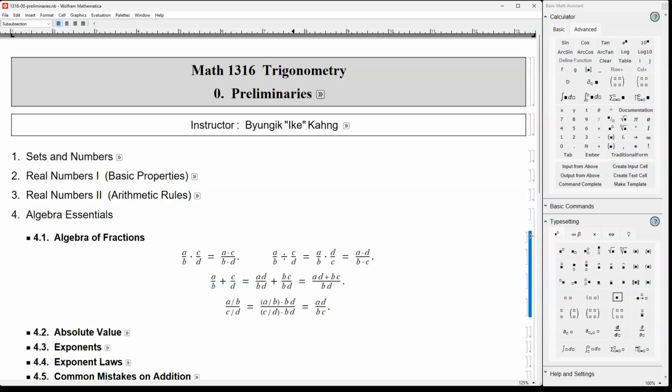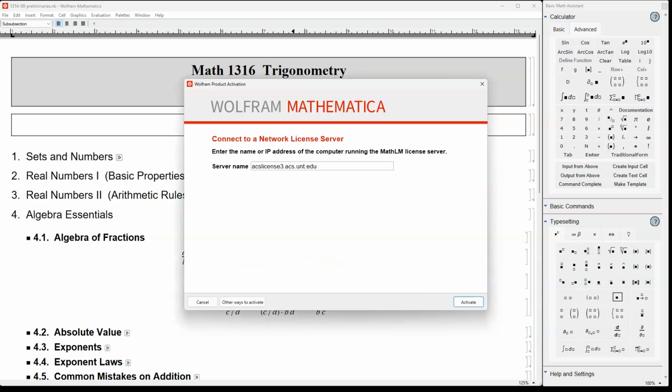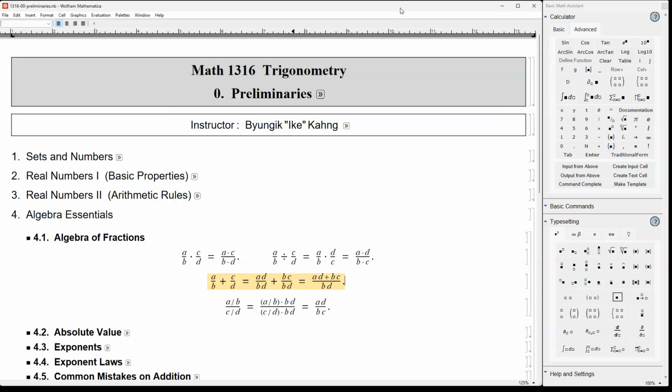Algebra of fractions. Okay. If you multiply 2 fractions, that means multiply the numerators and denominators. Division means multiplying the reciprocal. And then, if you have to add, you'll have to take a common denominator. And if you have to divide, no, that's not division.